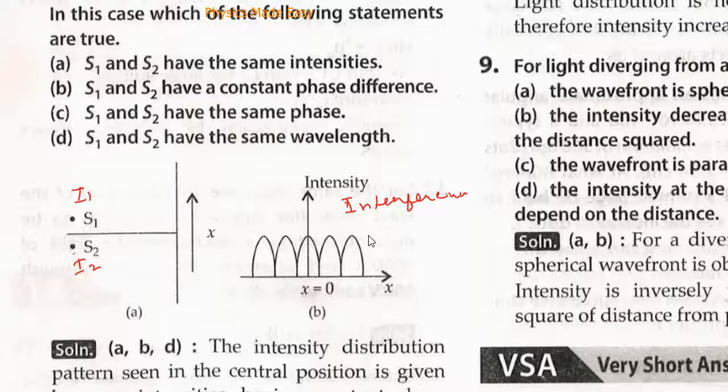It means interference takes place. If interference takes place, in interference, the intensity of S1 and S2 is not at all relevant. So for interference, there should be a constant phase difference between S1 and S2. Option B is correct. S1 and S2 may be in the same phase. This is also correct. S1 and S2 have the same wavelength. So it means B, C, D. These three are the basic conditions for coherent sources.